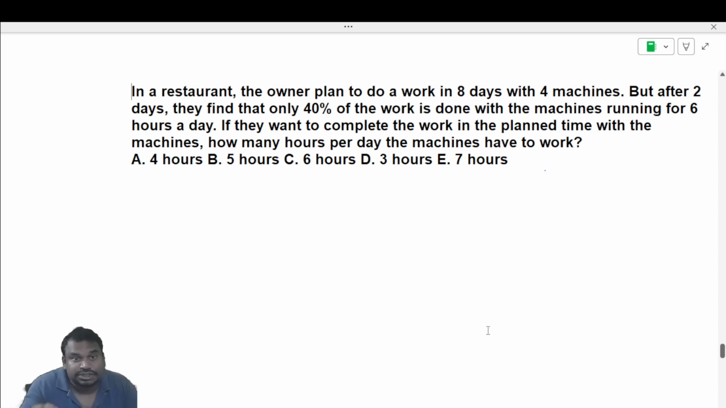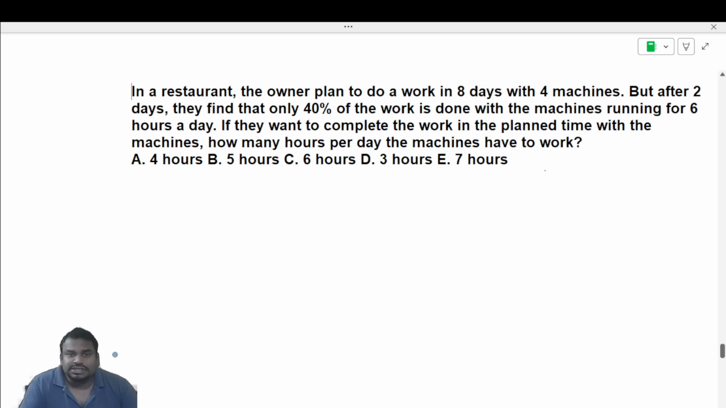Okay, next question. In a restaurant, the owner plans to do a work in 8 days with 4 machines. But after 2 days, they find that only 40% of the work is done with the machines running for 6 hours a day. If they want to complete the work in the planned time with the machines, how many hours per day do the machines have to work?